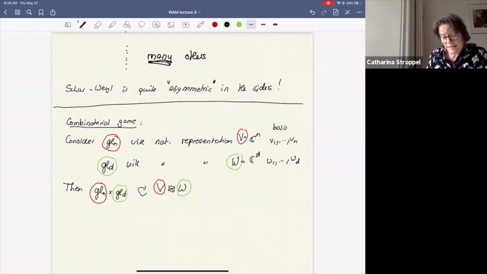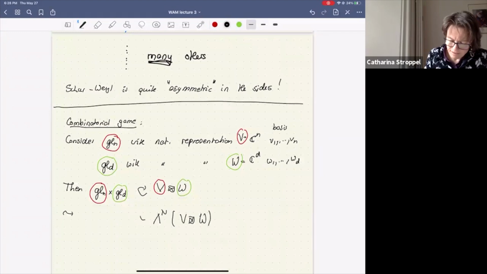And so I can do the same thing as before for the single GL_n. I can take the wedge product now instead of the tensor product, and I can act on this still with GL_n times GL_d.